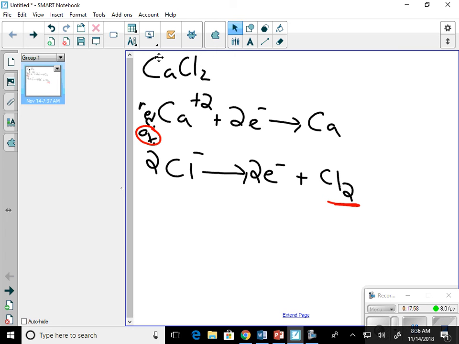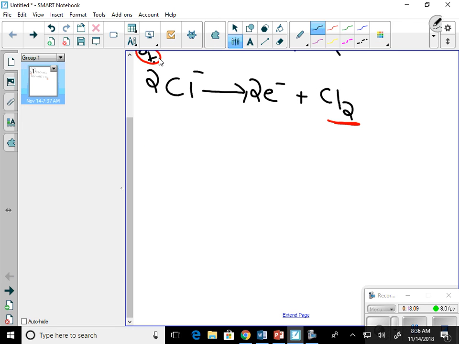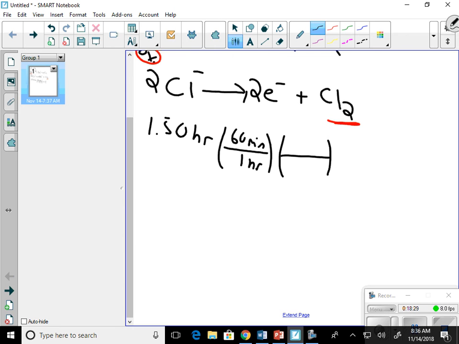So before I do any real math, I first wanted to figure out what would be made at both electrodes, and now which electrode should I focus on? I'm going to focus on that one there. Now the question gave me 1.50 hours. In order for our equation to work, our time has to be in seconds. So 60 minutes in 1 hour, 60 seconds in 1 minute. That'd give me a total amount of time of 5,400 seconds.